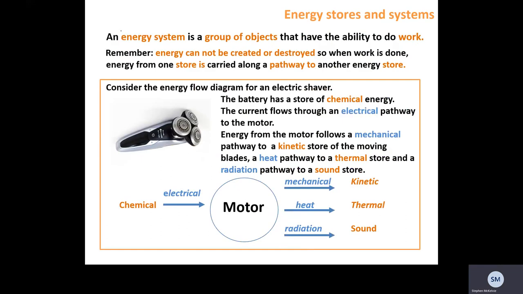We'll often use this term, an energy system. And it's just a group of objects that have the ability to do work. Remember, energy allows work to happen, and work is making stuff happen. Work is the actual action of doing stuff. Think of energy as being a noun type word and work being a verb type word.